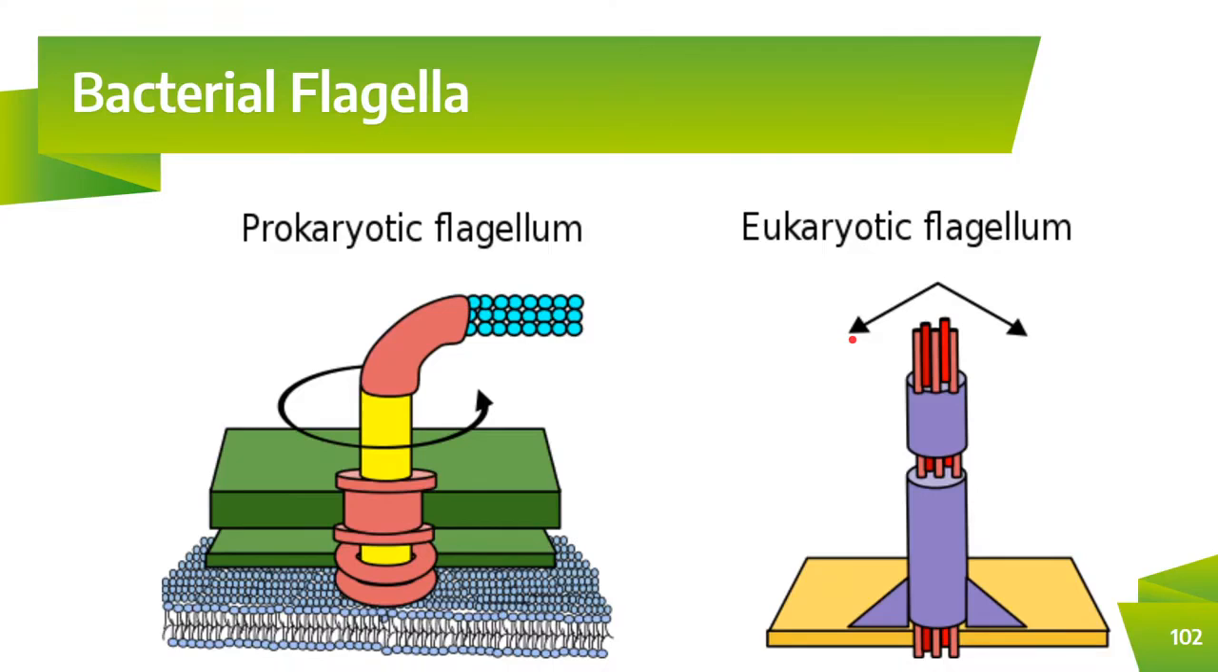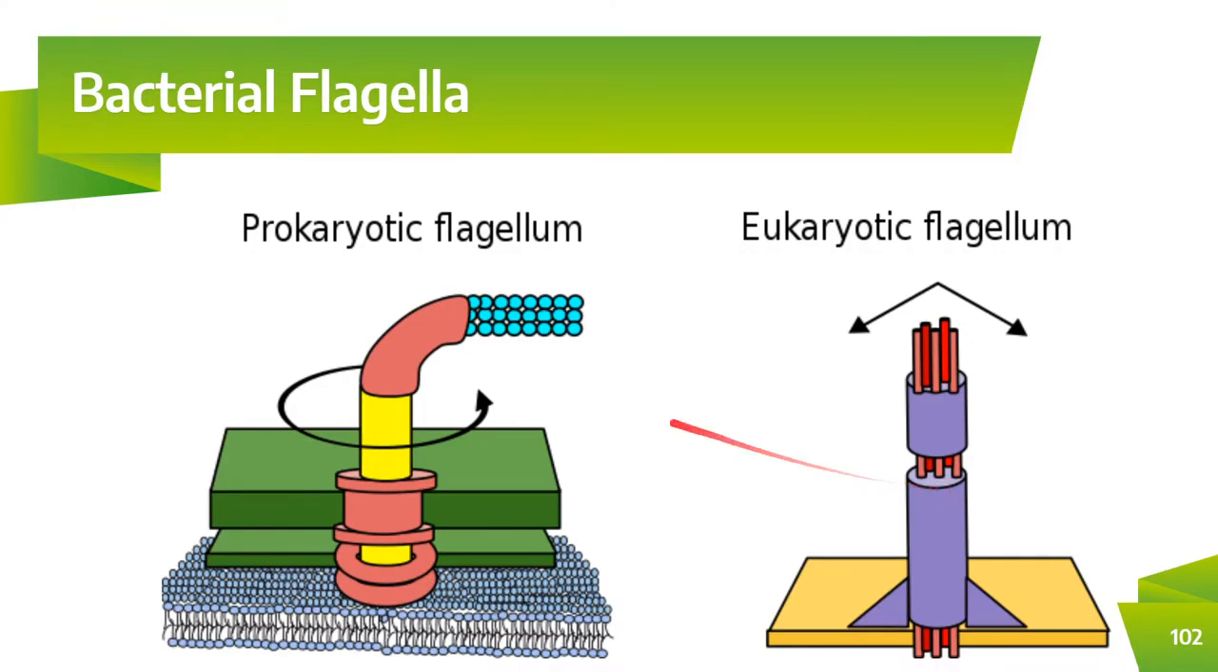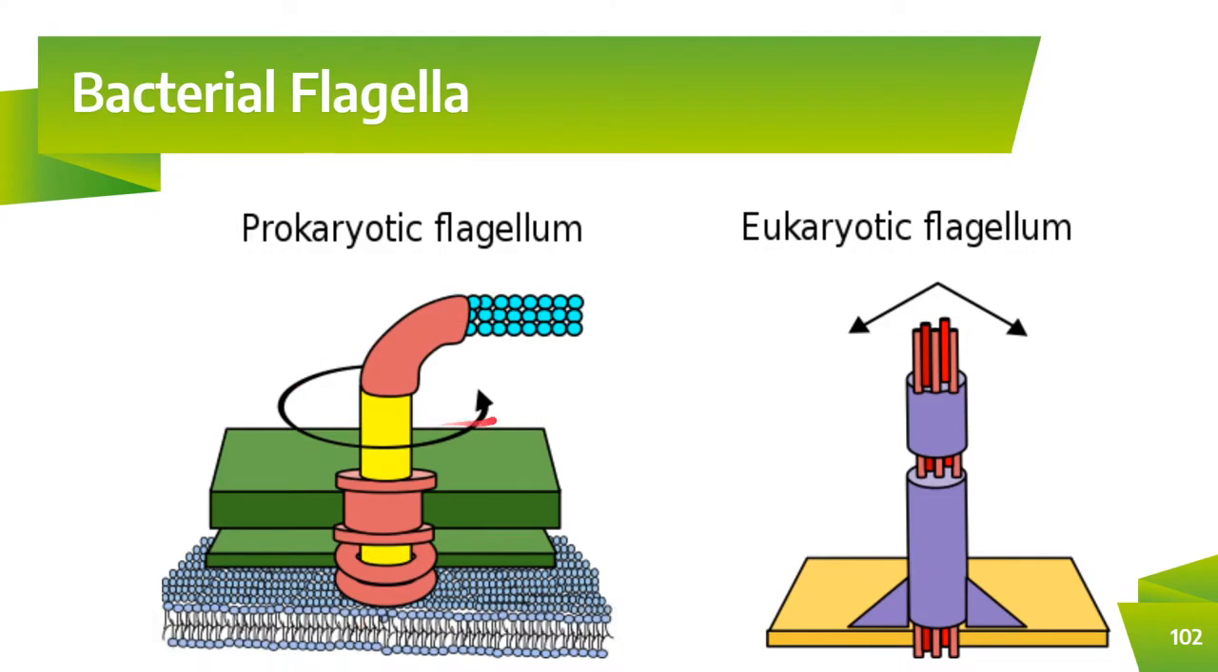But here the eukaryotic flagellum is basically this long structure with a microtubule in the middle that can move left and right. But here it's something that is anchored in the cell membrane, and it is rotating basically at this point where it just protrudes from the outer membrane.